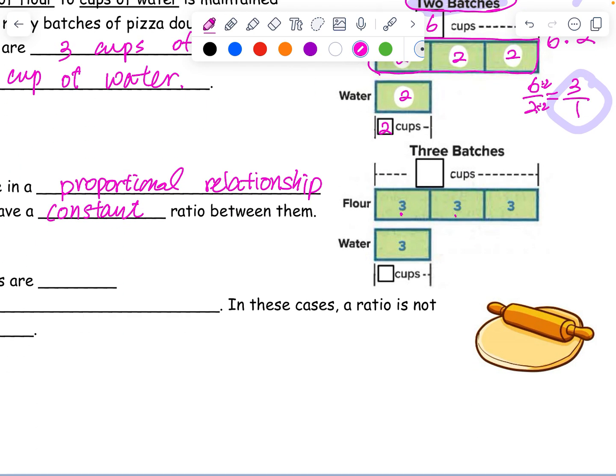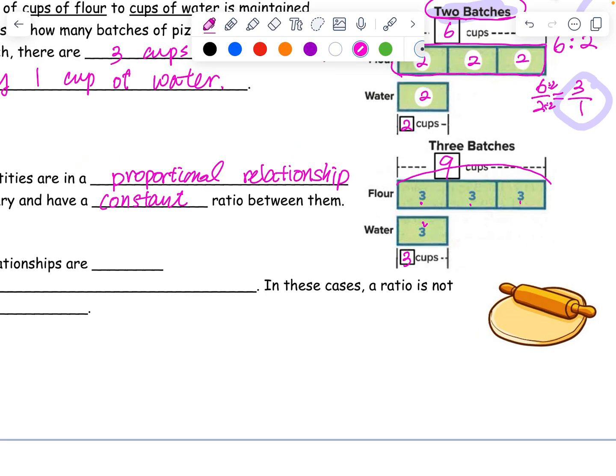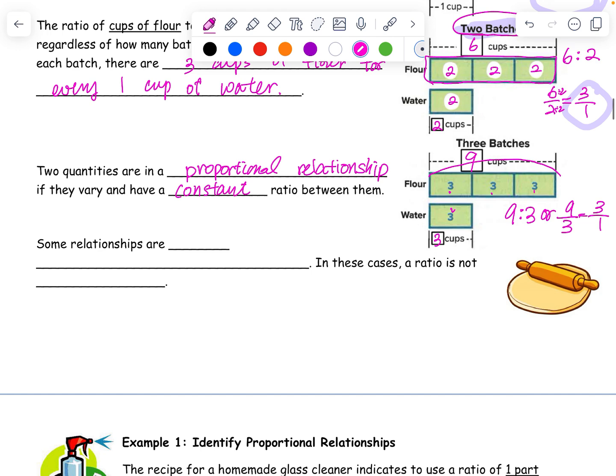So 3 cups, 3 cups, 3 cups. And again, water too, it's going to be 3 cups. So total, you need 9 cups of flour to make, again, 3 pizza doughs, 3 pizzas. And for water, you'll need 3 cups. Okay, so you have 9 to 3, or 9 over 3, which again is going to be 3 over 1. So you can see how this is a proportional relationship.